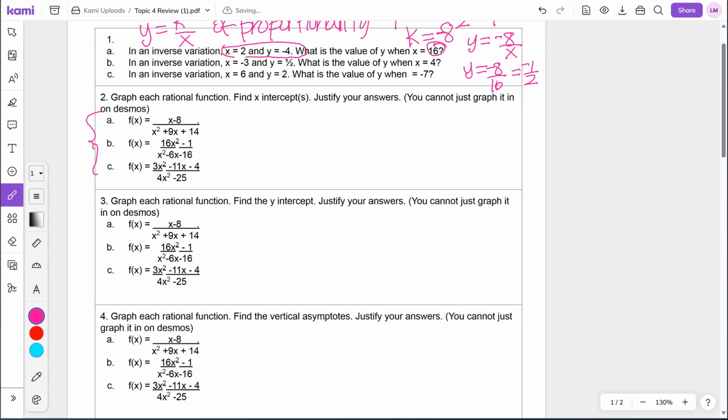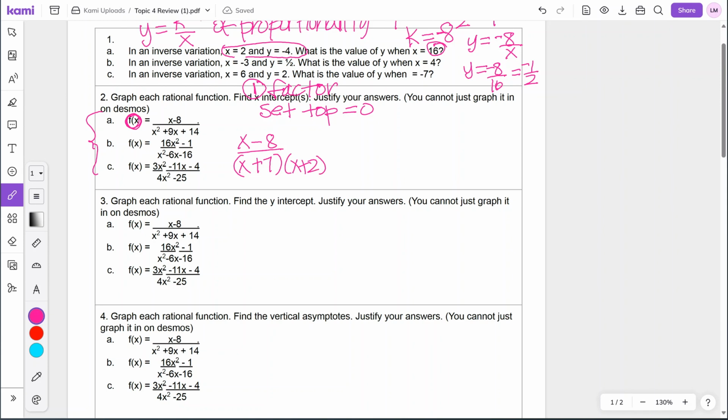So remember, to find x-intercepts, I set the top equal to 0. Really what I'm doing is I'm plugging in 0 for y, but when I multiply by the denominator, it's gone. So our first step before we start this is to factor, right? We want to simplify first. So we're going to factor the top and the bottom, and honestly, that's going to help us as we move down. So I have x minus 8 on the top, and numbers that multiply to be 14 and add to be 9 are 7 and 2.